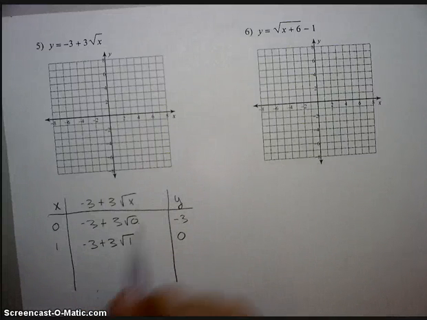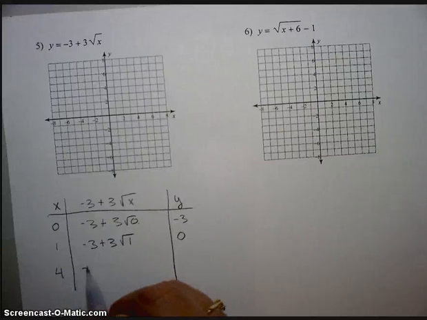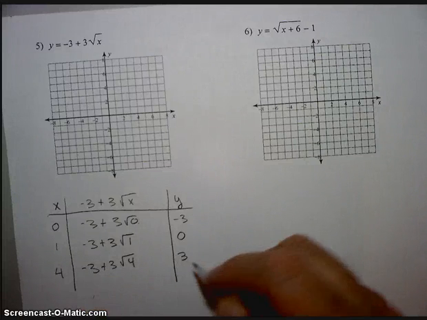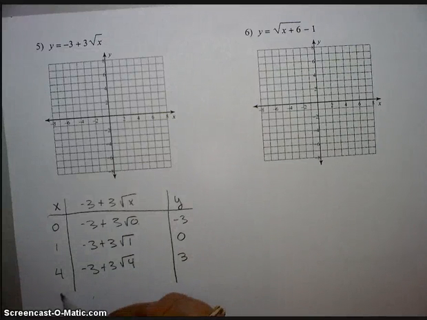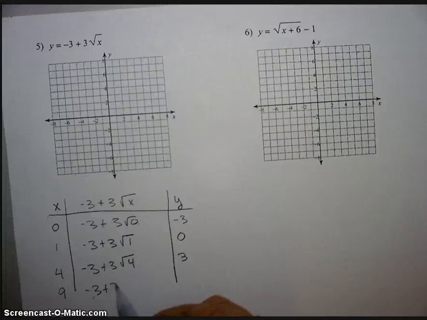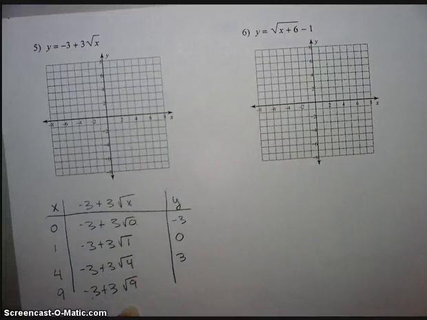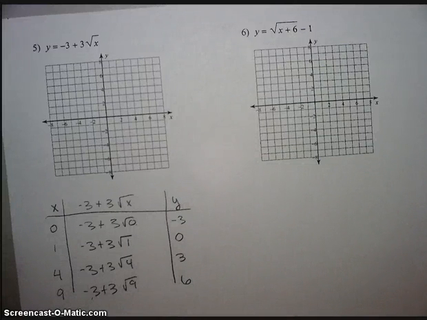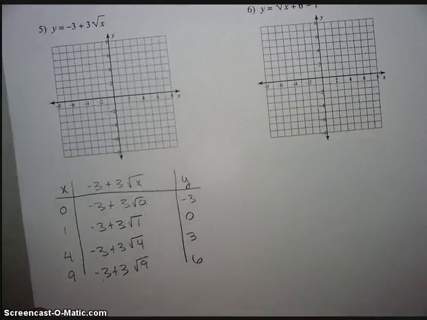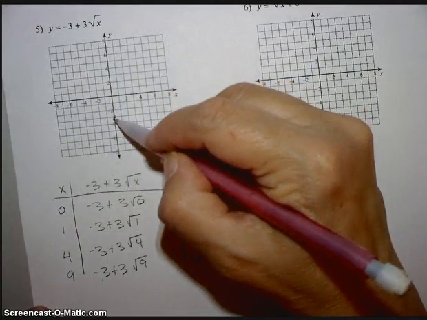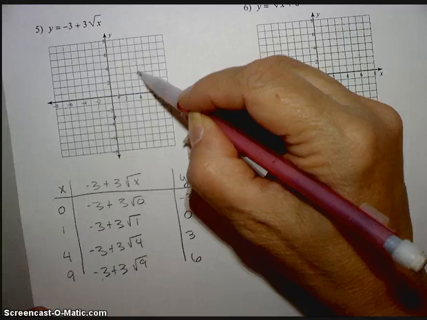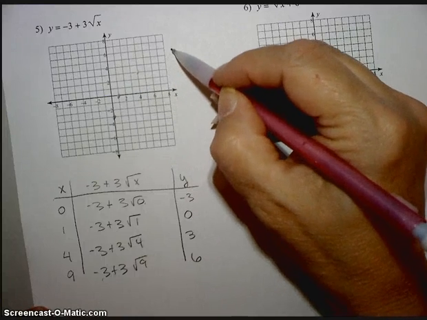My next perfect square would be 4. So negative 3 plus 3 times the square root of 4. This is going to be 3 times 2, which is 6. 6 minus 3 is positive 3. And the next one we would look at would be 9. So negative 3 plus 3 times the square root of 9. That's 3 times 3 is 9. Minus 3 would be 6. And that's all we're going to be able to graph because our graph doesn't go up any higher. So at 0, I'm at negative 3. At 1, I'm at 0. At 4, I'm at 3. And at 9, I'm going to be at 6. So it's going to be about right there.